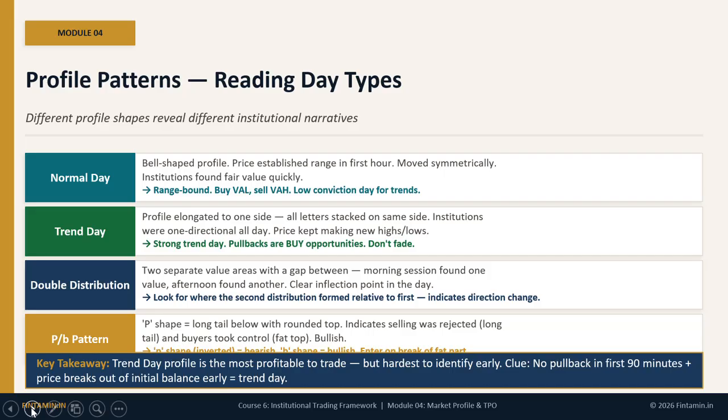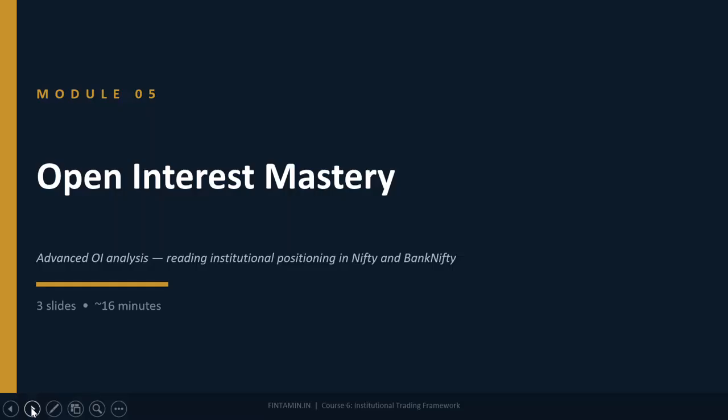And the last one is P-shape. Long lower tail with fat top. Sellers tried to push down. Buyers absorbed all the selling and drove price up. The fat upper area is where the real value was accepted. Bullish.